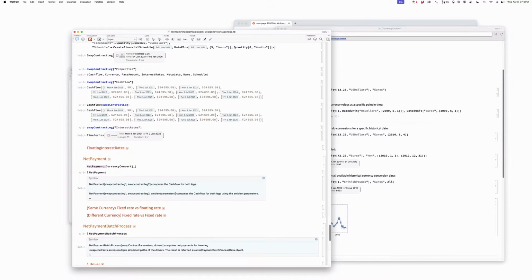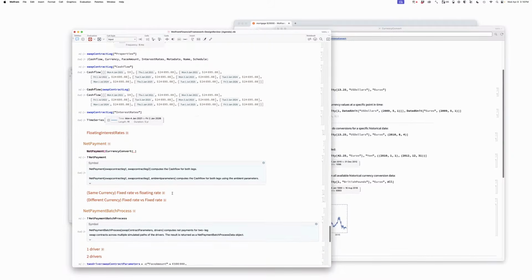So fine. Then the third argument here could have the currency conversion function or something like that if it needed to, if that wasn't already specified in those swap contracts themselves. Does that make sense? Yeah. Okay.